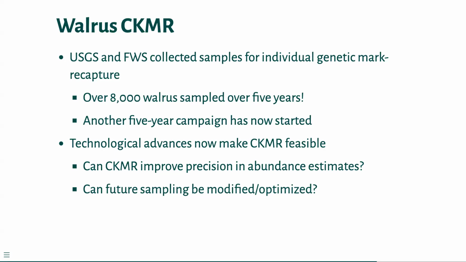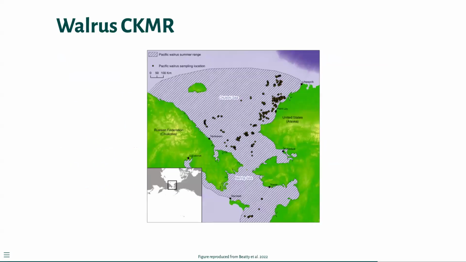So this is the distribution of Pacific walrus, this shaded area in the Bering and Chukchi seas. Each dot is a sampling location from the previous round of biopsy collection. So you see it's just a vast area. And I'll talk about this in a minute. You see that some of the samples were previously collected in Russia and some were collected in America.